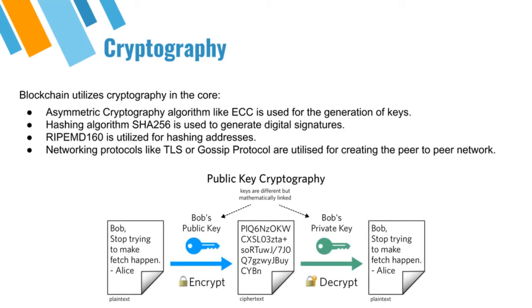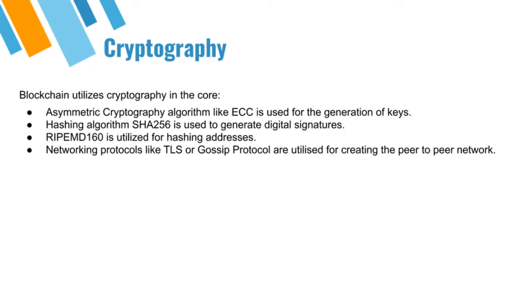This algorithm is used to generate key pairs, so you will have a private key and a public address generated from the ECC algorithm. The keys are not directly used in terms of blockchain. They go through various verification and processes, and finally a wallet imported format is generated for the private key, and the public key is transformed to a public address.